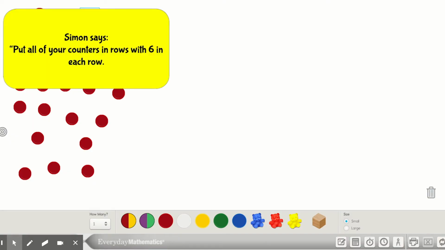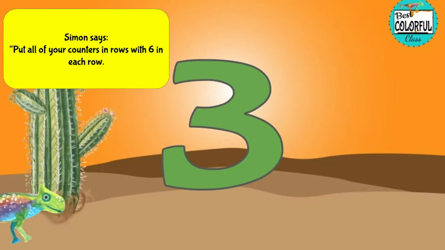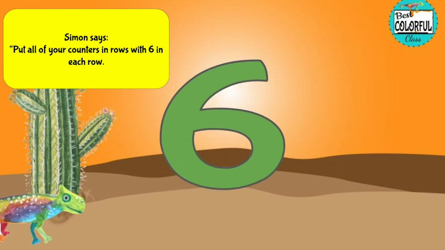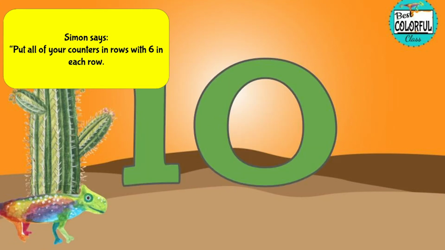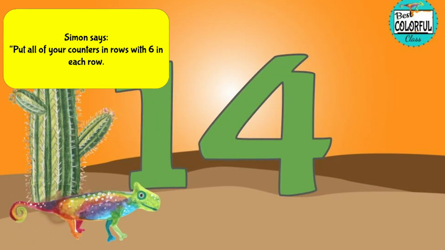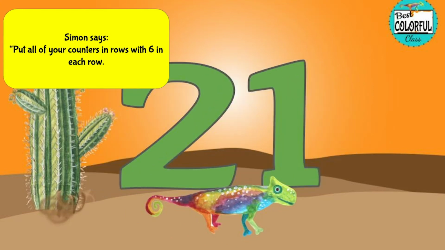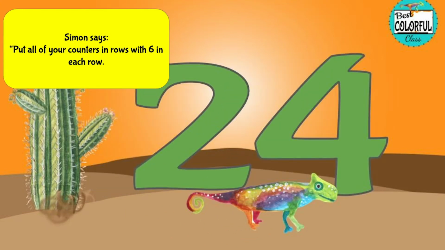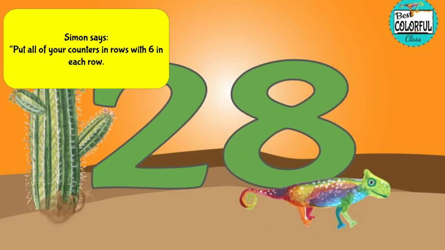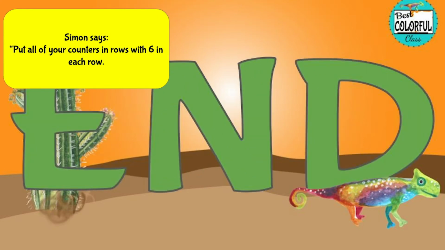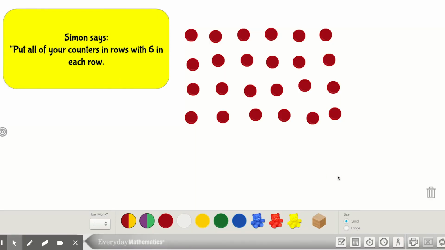Simon says, put all of your counters in rows with six in each row. Go. Okay, time is up. Does your counters look like this? Did you put all of your counters in rows with six in each row?